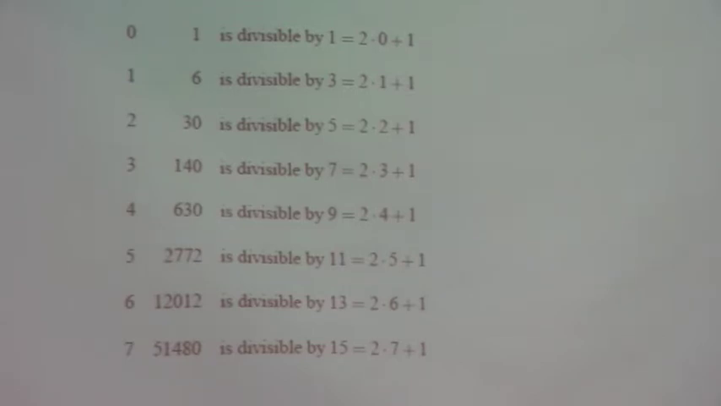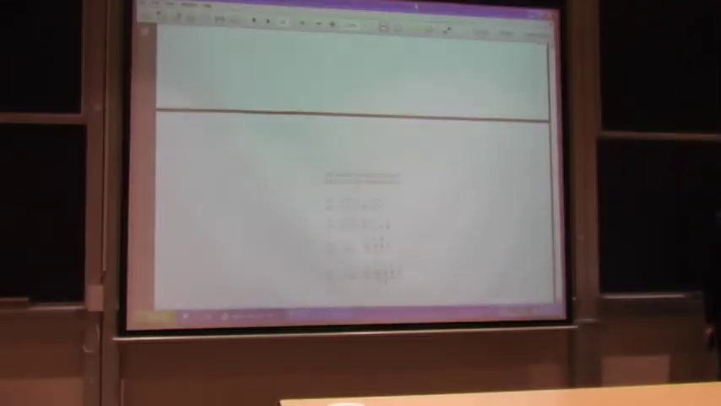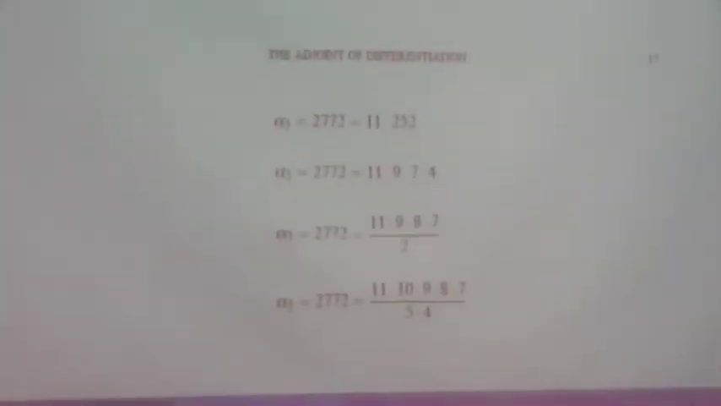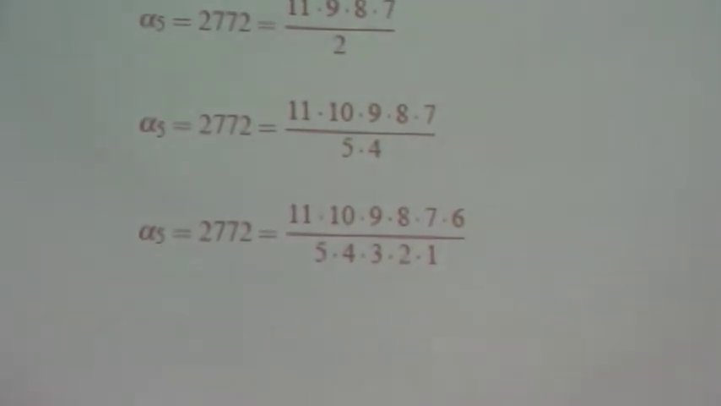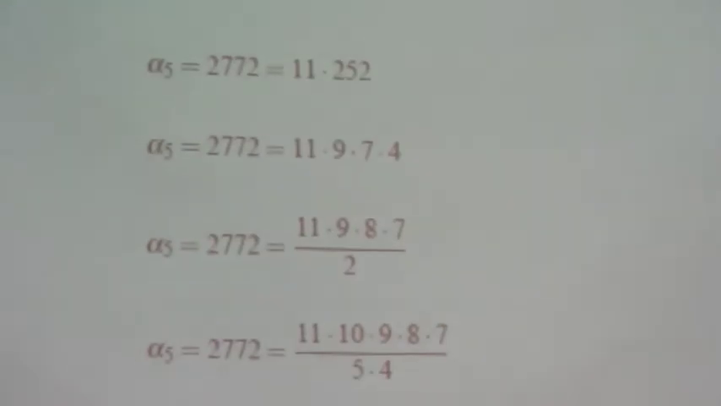Okay. So we not only want to find out what it's divisible by, we want to find out what it is equal to exactly. So let's again go back to this guy, alpha 5. He's divisible by 11, so here's the quotient, 252. Again, we try to factor things. 252 is 9 times 7 times 4. That's a slightly ridiculous factorization. It's much more sensible to make that 9 times 8 times 7 over 2. Now 10 is missing, so we'll put that in. We'll get 11 times 10 times 9 times 8 times 7 over 5 times 4. Well, now this is just begging us to finish. We finish by putting a factor of 6 in the numerator and 3 times 2 times 1 in the denominator. And then once we've got that, we just rewrite it like that.